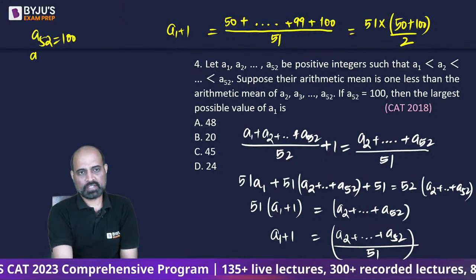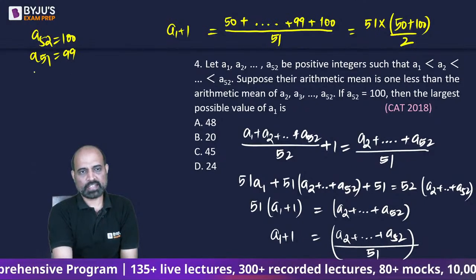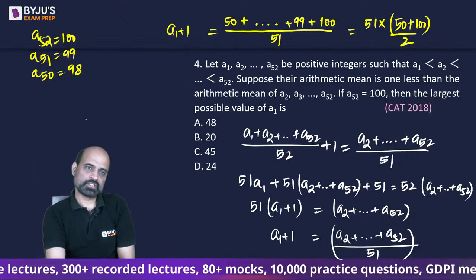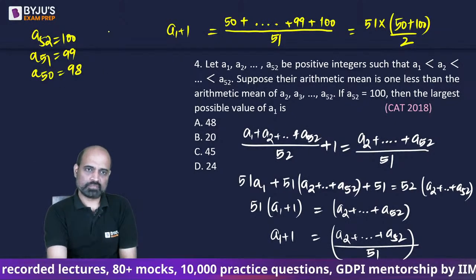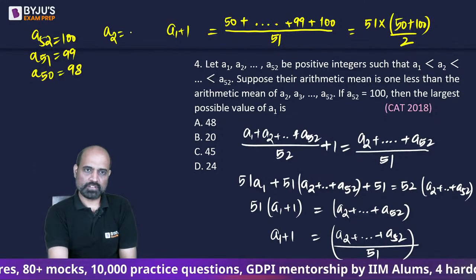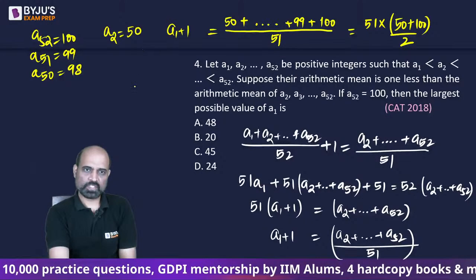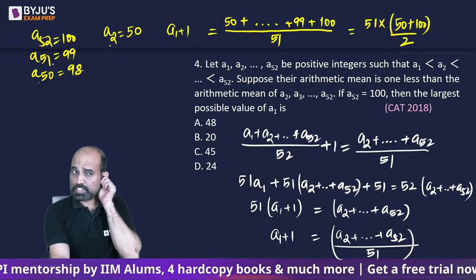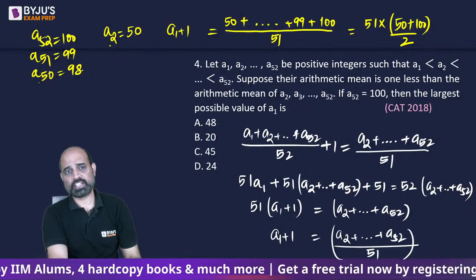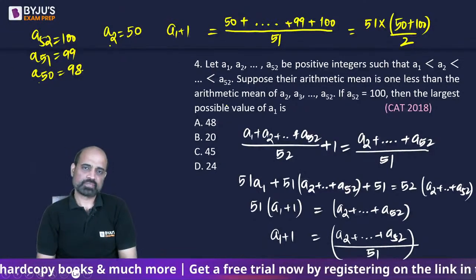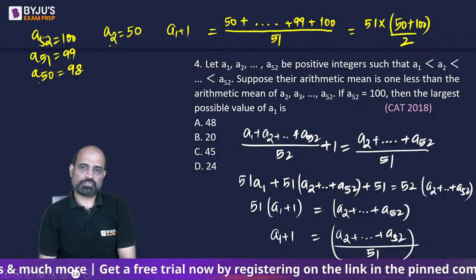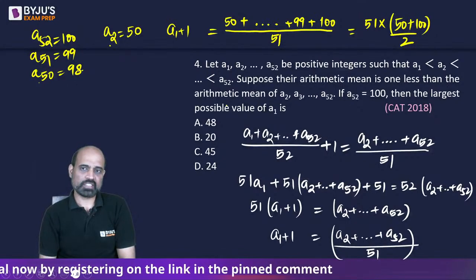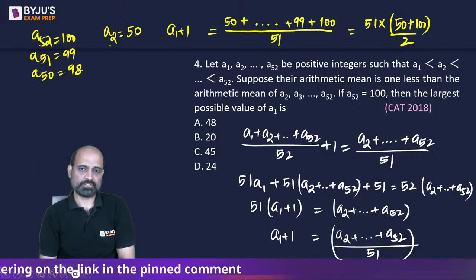A52 is 100, A51 is 99, A50 is 98, so A2 should be 50. 50 minus 2 is 48, 98 minus 50 is 48, 99 minus 51 is 48. It is always 48. So there are 51 numbers. These are in AP, right? 51 numbers, and their sum is the average of the first and last, times the count.